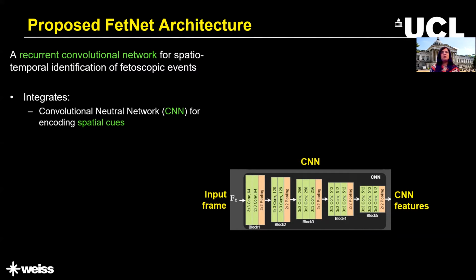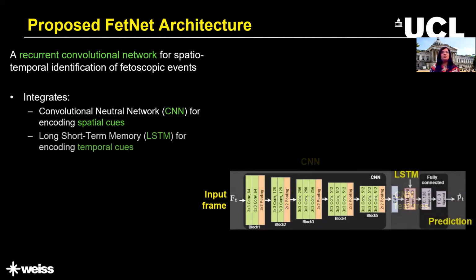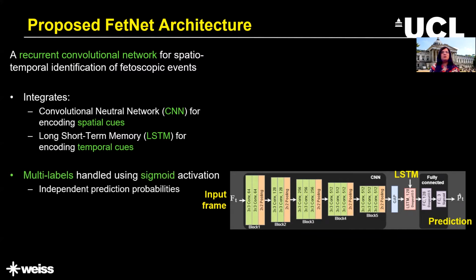Sequential data in fetoscopic videos carry contextual information for event category identification. Therefore, a long short-term memory recurrent neural network is used for encoding the temporal data. To handle multiple coexisting labels, sigmoid activation is used to get independent prediction probabilities.